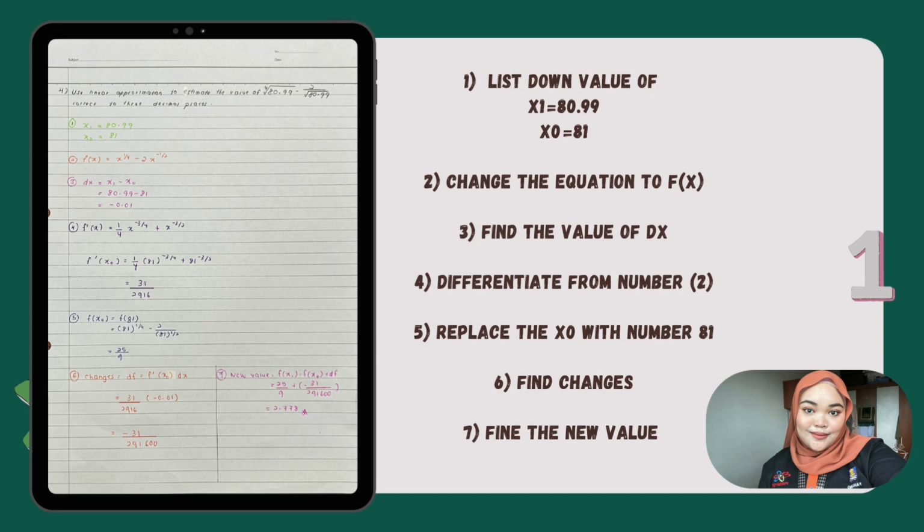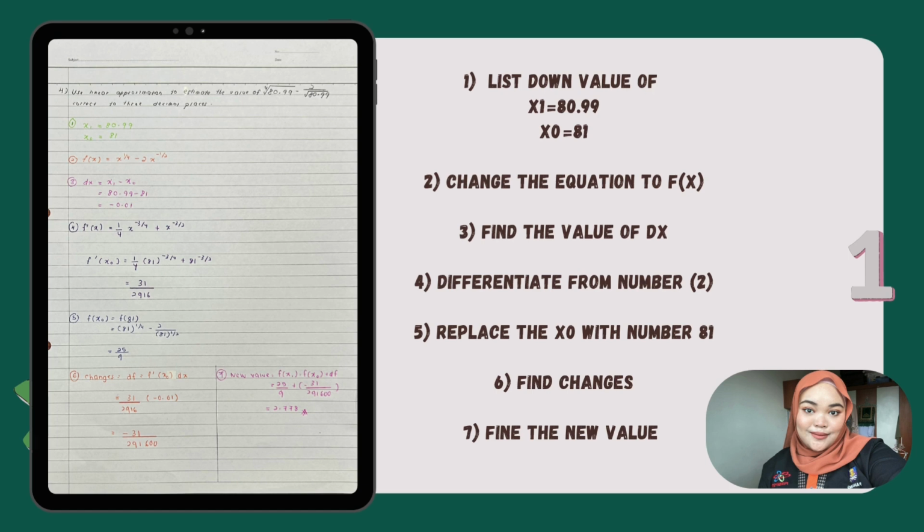So the next step is to find the function f(x). So f(x) equals x to the power 1 over 4 minus 2x to the power negative 1 over 2. And the third step is to find dx. So dx is x1 minus x0. This is the value you can get from step 1. So 80.99 minus 81, and the answer you get is negative 0.01.